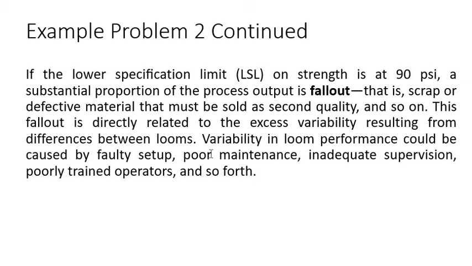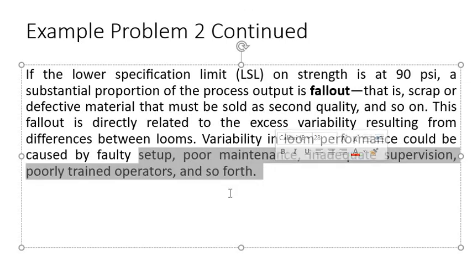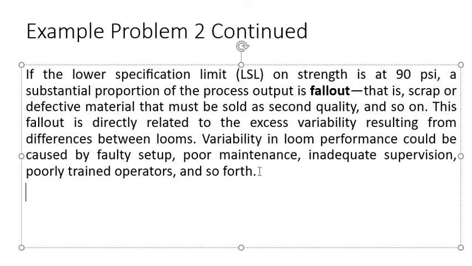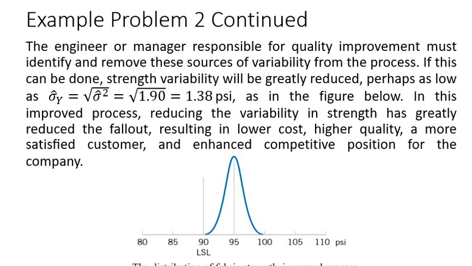So the variability in loom performance could be caused by a faulty setup. These are the causes of the variability between looms: poor maintenance, inadequate supervision, poorly trained operators, and so forth. So here, the engineer or the manager responsible for the quality improvement process must identify and remove these sources. You must identify those sources of variability from the process. If this can be done, the strength variability will be greatly reduced, perhaps as low as this.